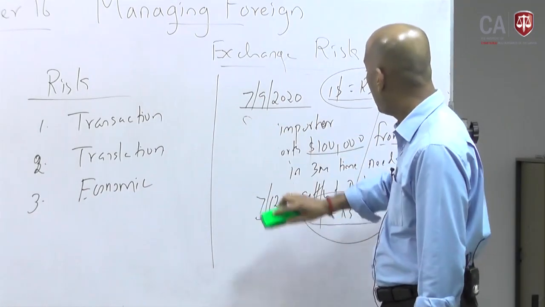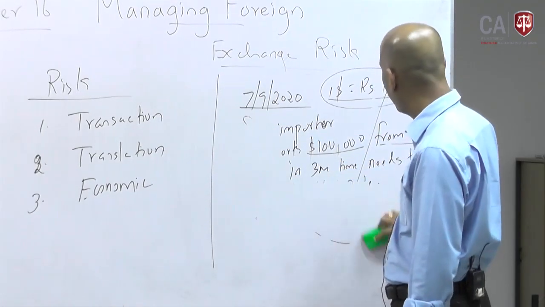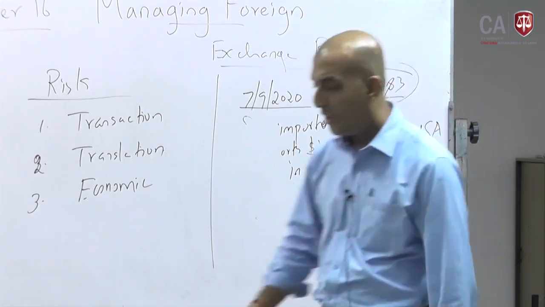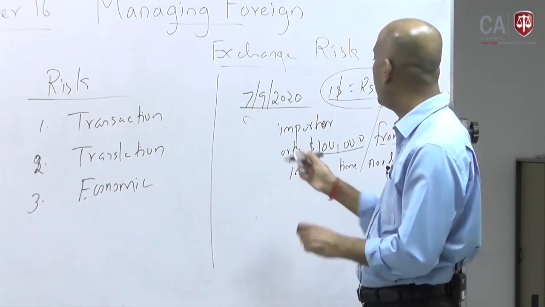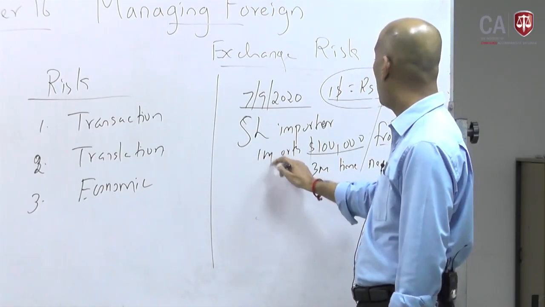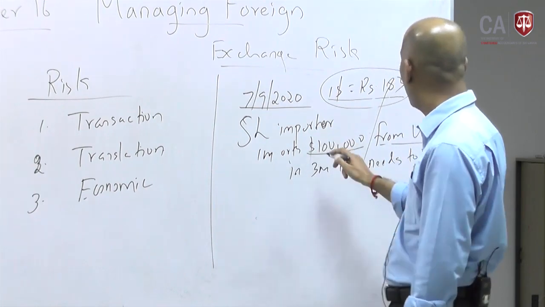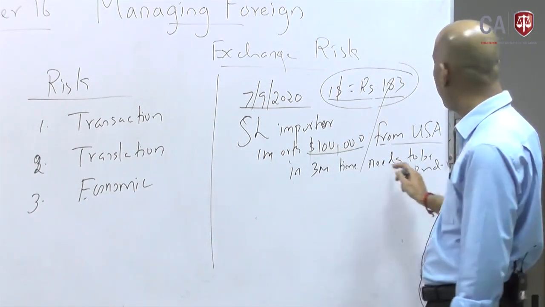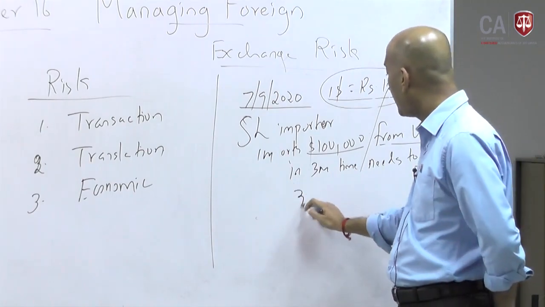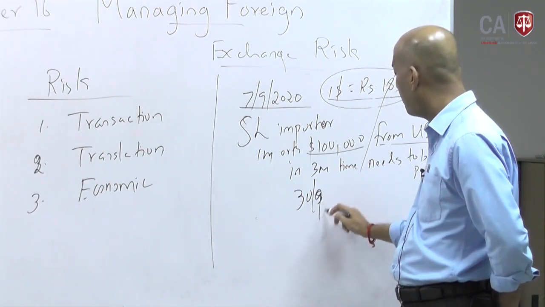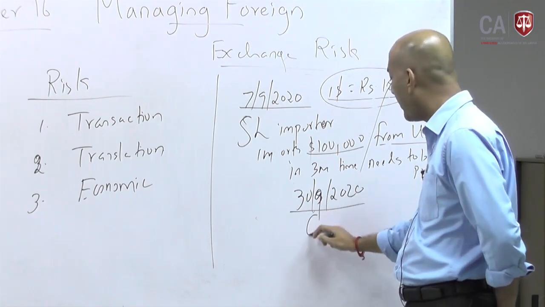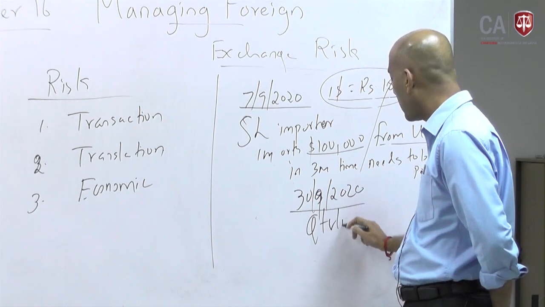Then same, if you take the same transaction we talked about, 3 months time you have to settle. A Sri Lankan company imports goods of $100,000 from USA, and 3 months time you have to pay. Say 30th September 2020, you prepare your quarterly financials, quarterly accounts.